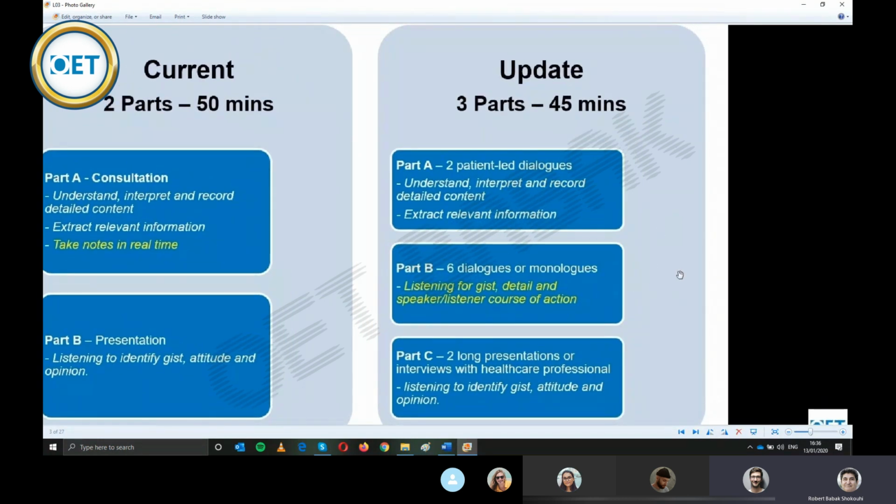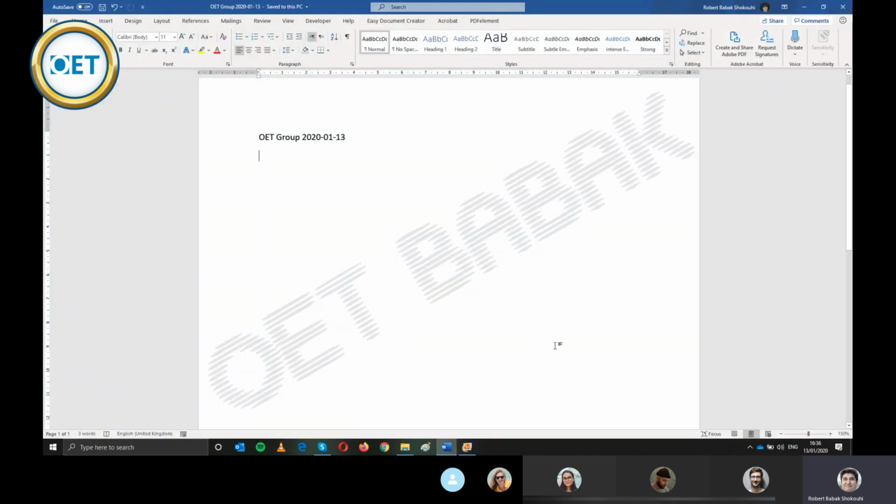Now, let's see the goals. In part A, which is two patient-led dialogues, you need to understand, interpret, and record detailed content. That is, to extract relevant information. So part A is detailed content, okay? So we're looking for details.